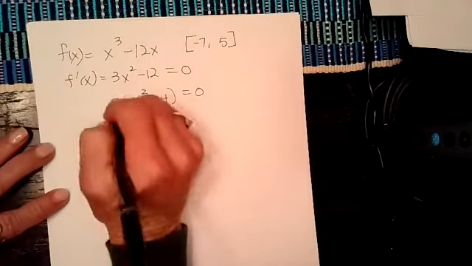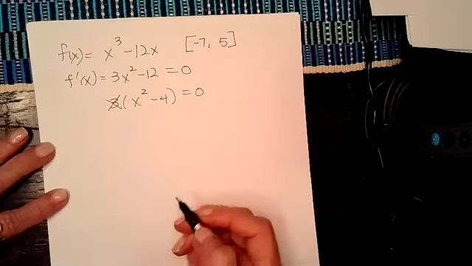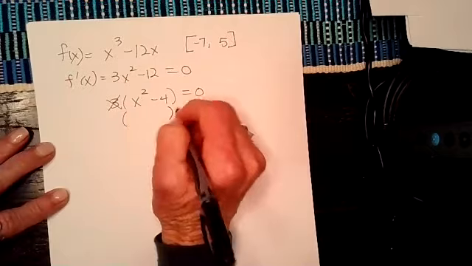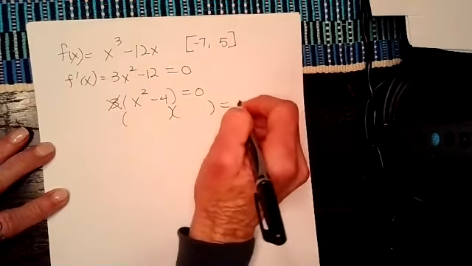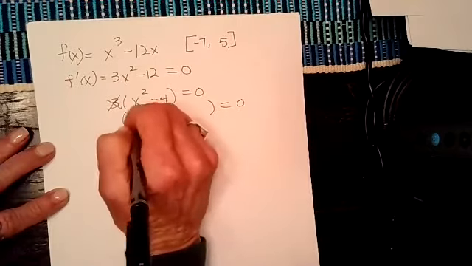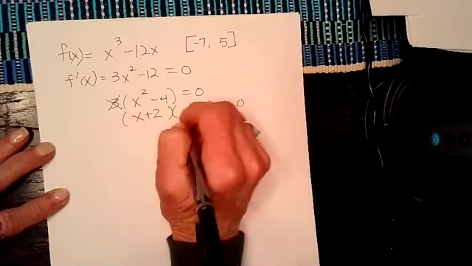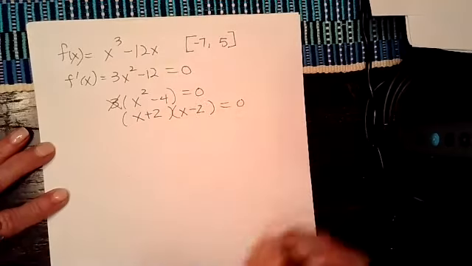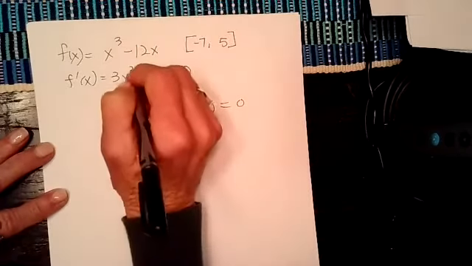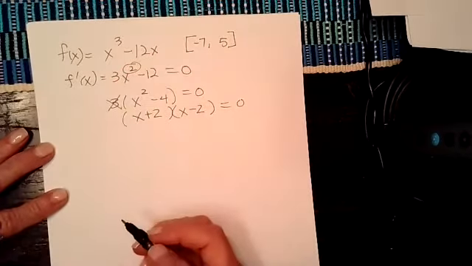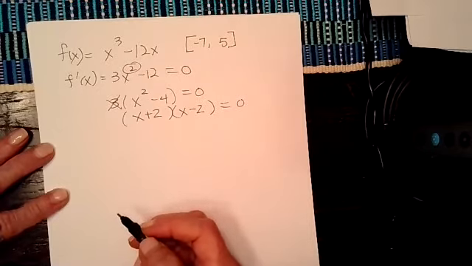Okay, so I can throw out the 3 because it doesn't have an x there, but remember, x squared minus 4, you lost your middle term. So this is just a difference of squares. x plus 2, x minus 2 is equal to 0. Because remember, I'm solving a quadratic equation, so that means I'm going to get two answers.